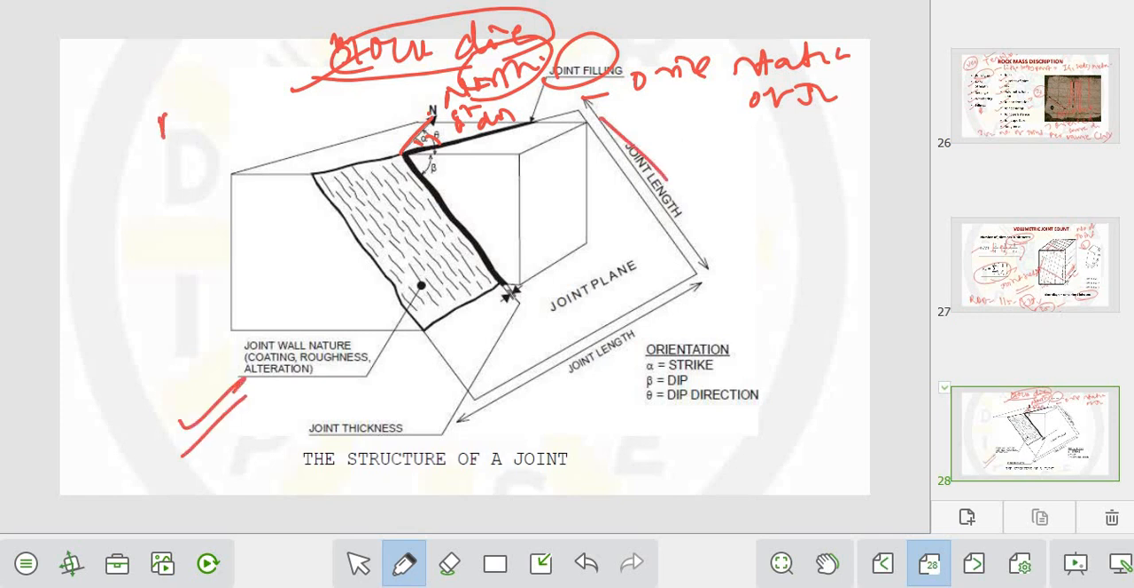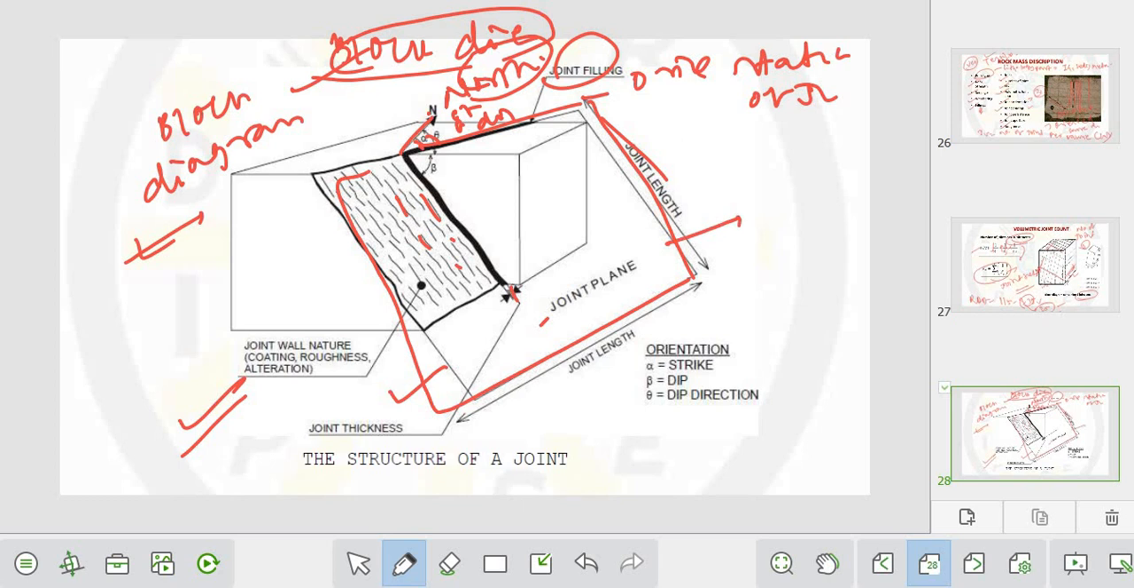So this is the block diagram for the proper understanding of the joint, okay. This type of, normally you can get the roughness value, ठीक है, or whether any type of alteration is there or not due to the jointing, okay. And this is the joint thickness also there. So this is the joint plane, you know, in which there will be the discontinuity.